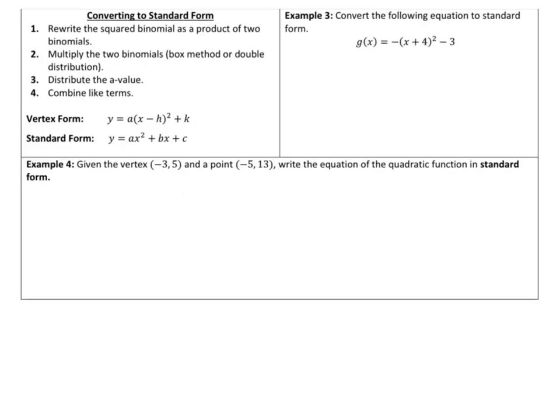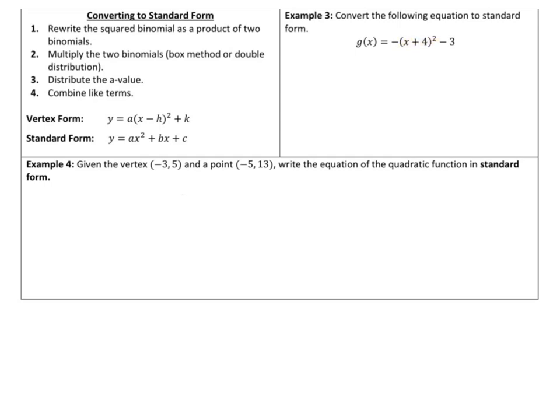Now we're going to move on to what happens if it doesn't ask for it in vertex form. What if we need to write it in standard form? Well, we can go from vertex to standard form fairly easily. So let's look at how we're going to do that. I told you we're going to use either double distribution or box method to do that. That's exactly what we're going to do, because if you notice, it says x plus 4 squared.